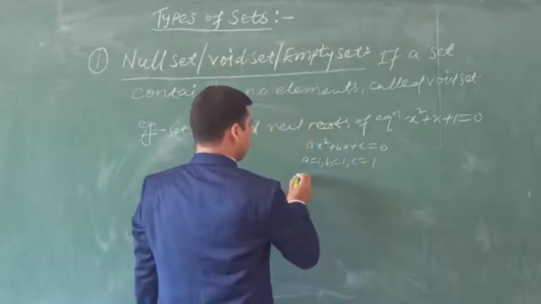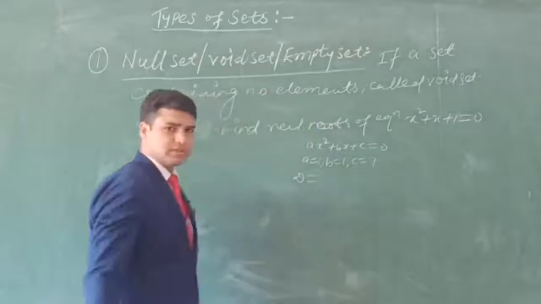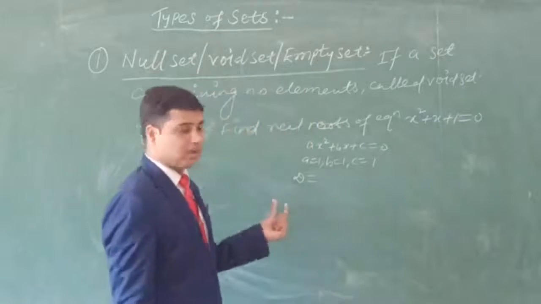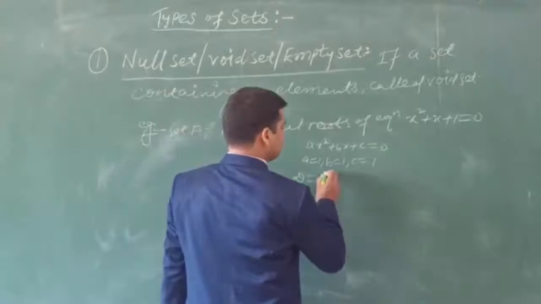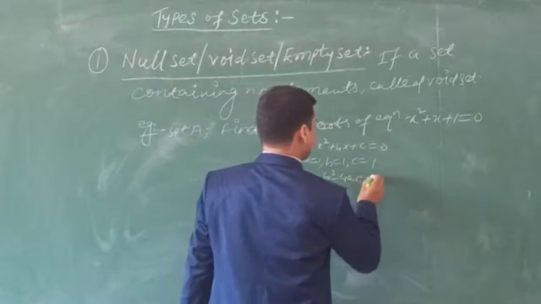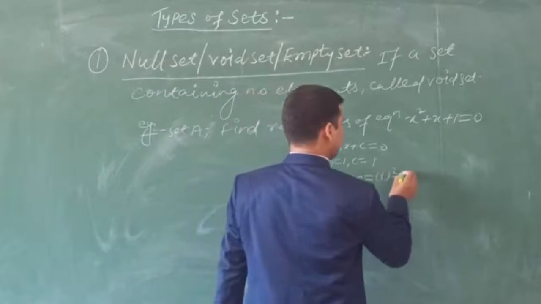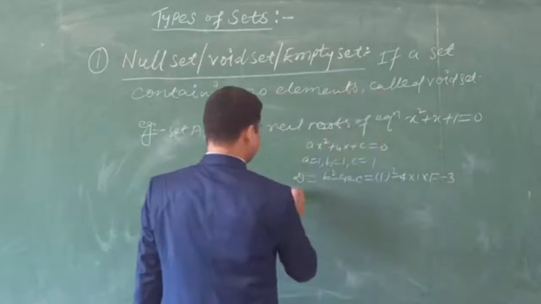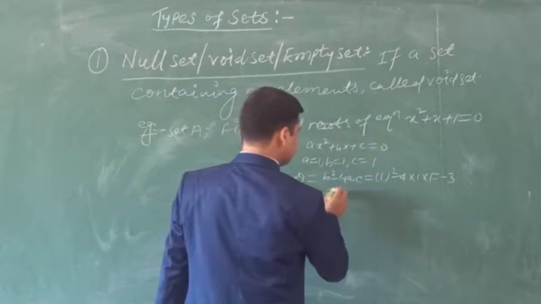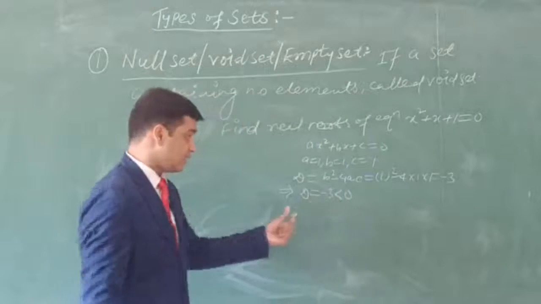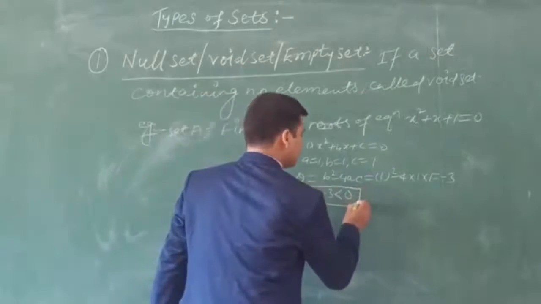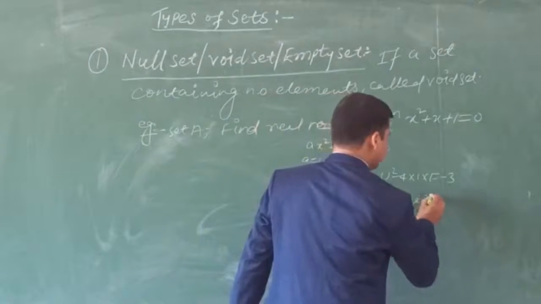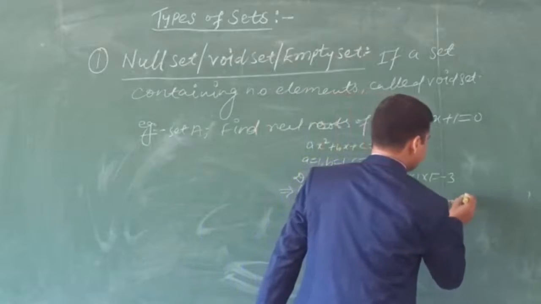Now see this here, we know that for finding whether the roots are real or imaginary, we need to first find the discriminant, d equals to b square minus 4ac. What is b here? 1 square minus 4 into a into c, so we are getting minus 3, and we can say d equals to minus 3, which is less than 0. When d is less than 0, it means no real roots, or you can say imaginary roots.